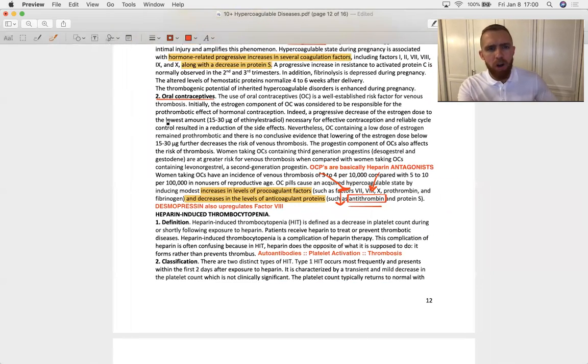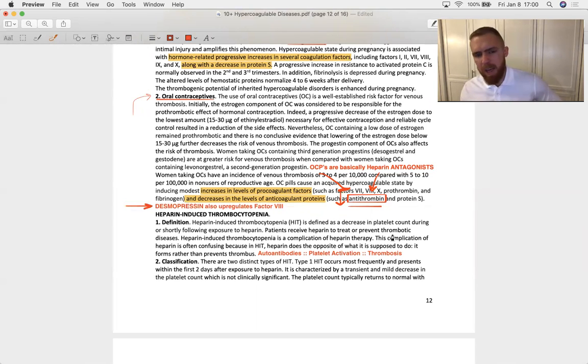So there's one other drug that acts very similarly to estrogen and the oral contraceptives in that it gets you to start upregulating clotting factors, and that's desmopressin. And desmopressin is actually going to upregulate factor VIII specifically. So it's a very good thing to use if patients have something like hemophilia.